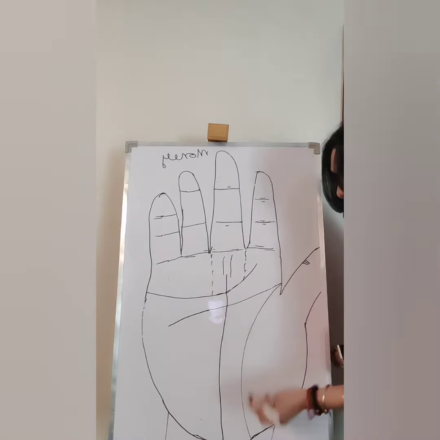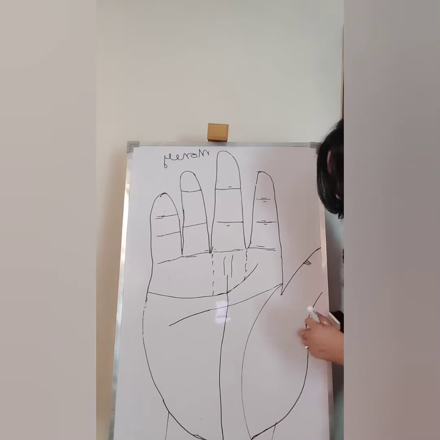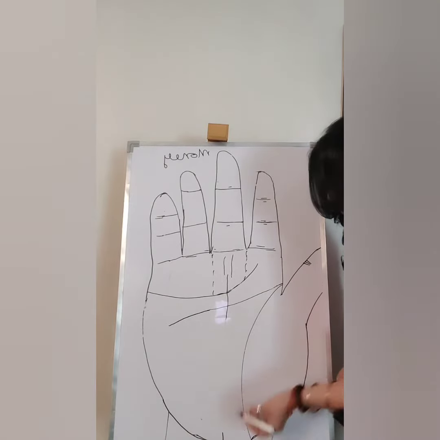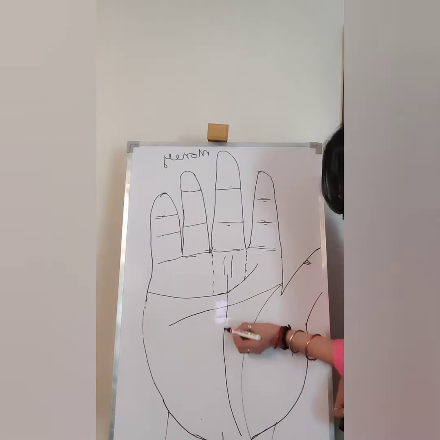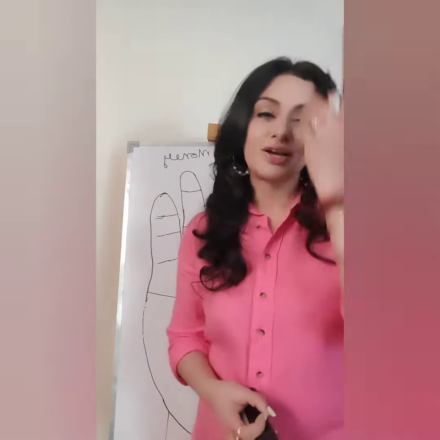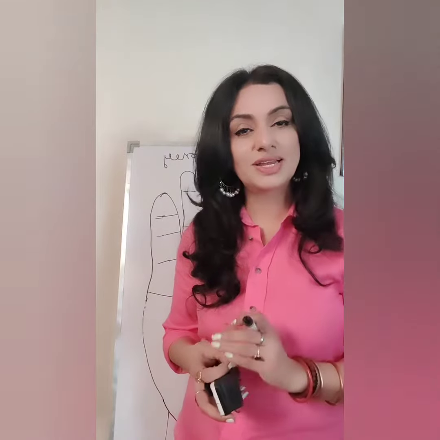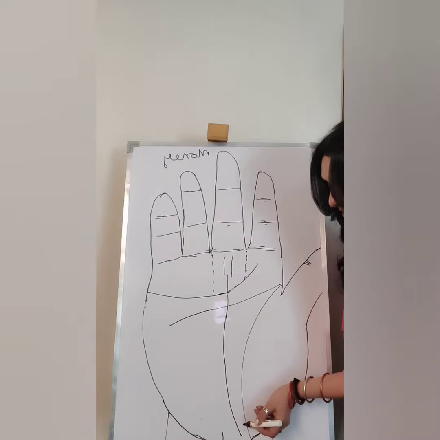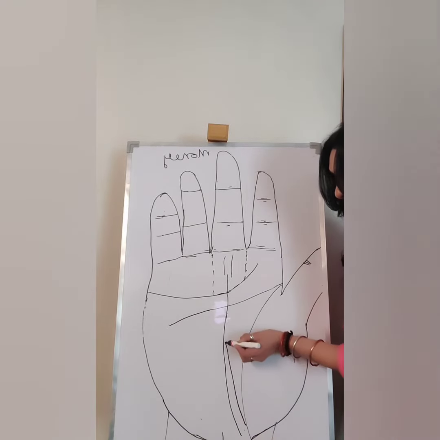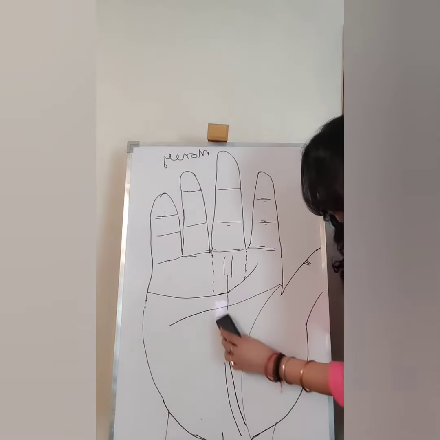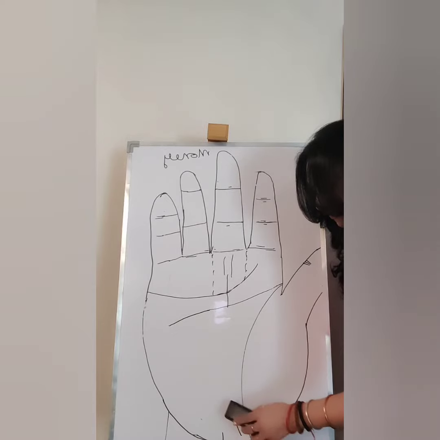Supposing your line does not start from here, but starts closer to the lifeline. If this is very close to this, then the interference of your family spoils your money prospects. If it is too close to your lifeline, sometimes it starts from here. In that case also it is not good, because you become more successful later in your life.